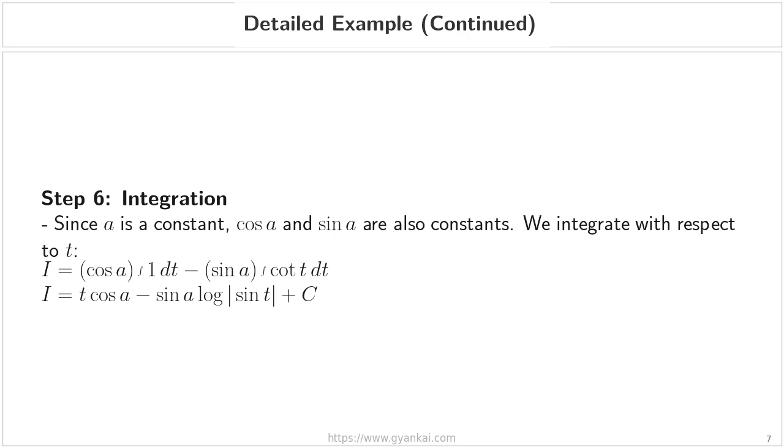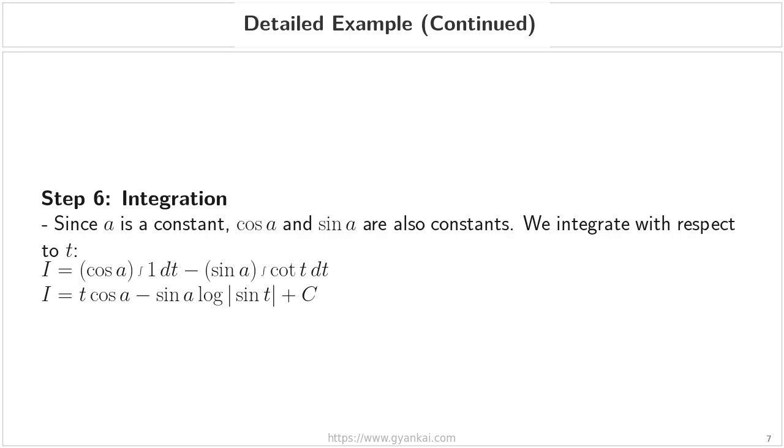Detailed example continued. Now remember that a is a constant. This is crucial, because a is a constant. Trigonometric functions of a, like cosine a and sine a, are also constants. When we integrate, we treat them as coefficients multiplying the integral. So we have the integral of 1 with respect to t, which is simply t, multiplied by cosine a. That gives us cosine a times t. Then we have minus sine a multiplied by the integral of cotangent t with respect to t.